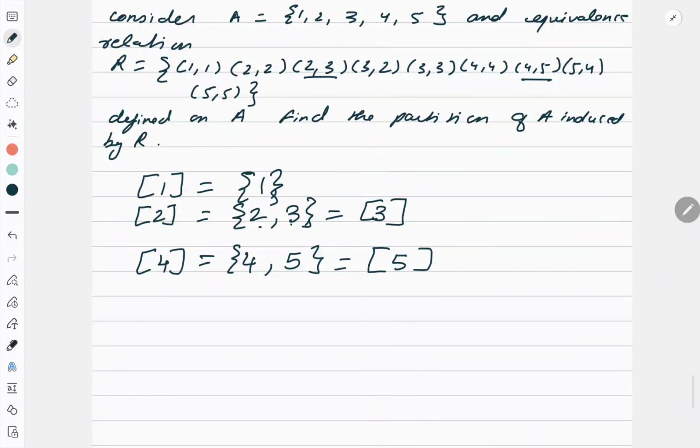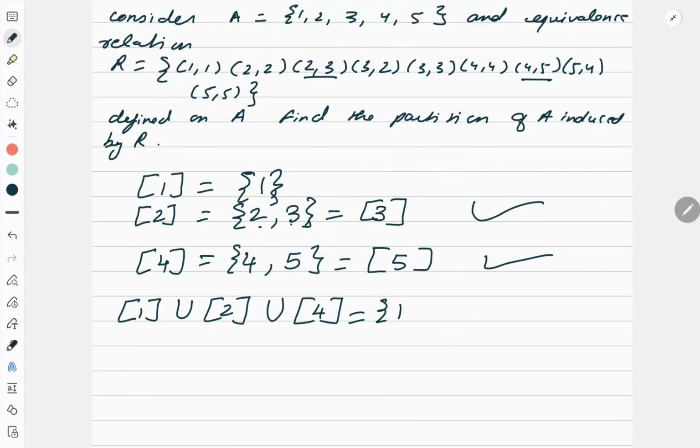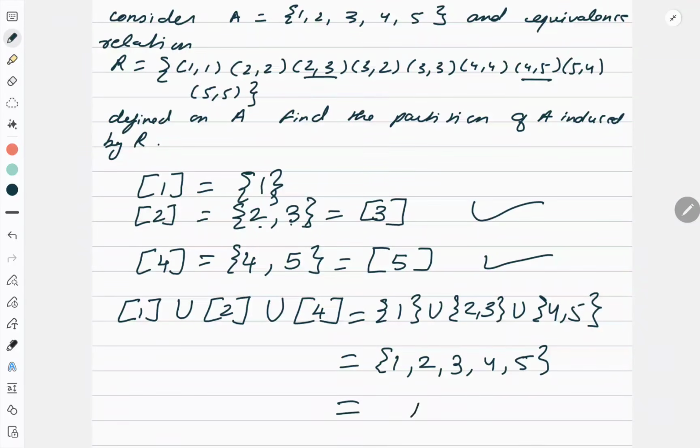So what I have observed now is that the equivalence classes of 2 and 3 are the same, the equivalence classes of 4 and 5 are the same, and the classes of 1, 2, 4 are disjoint. So the partition induced consists of the equivalence class of 1, the equivalence class of 2 and the equivalence class of 4. This can be written as {1} union {2, 3} union {4, 5}, which is equal to {1, 2, 3, 4, 5}, which is equal to A. So I got the partition.